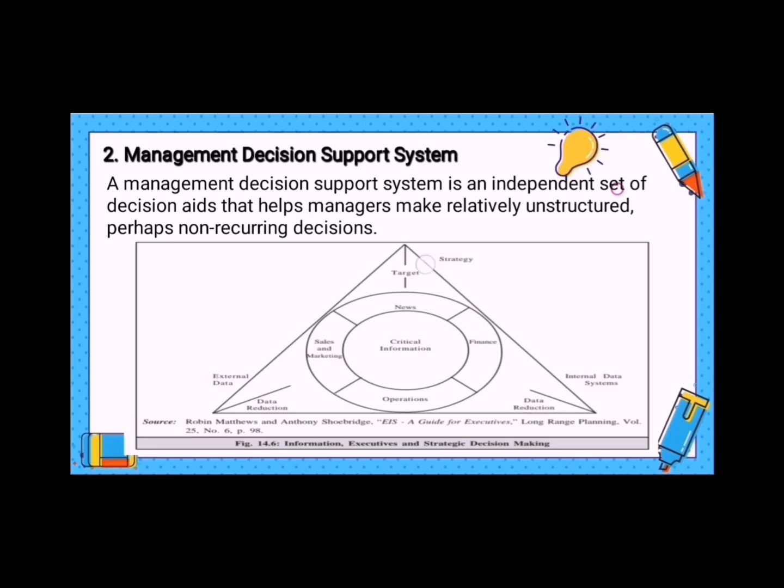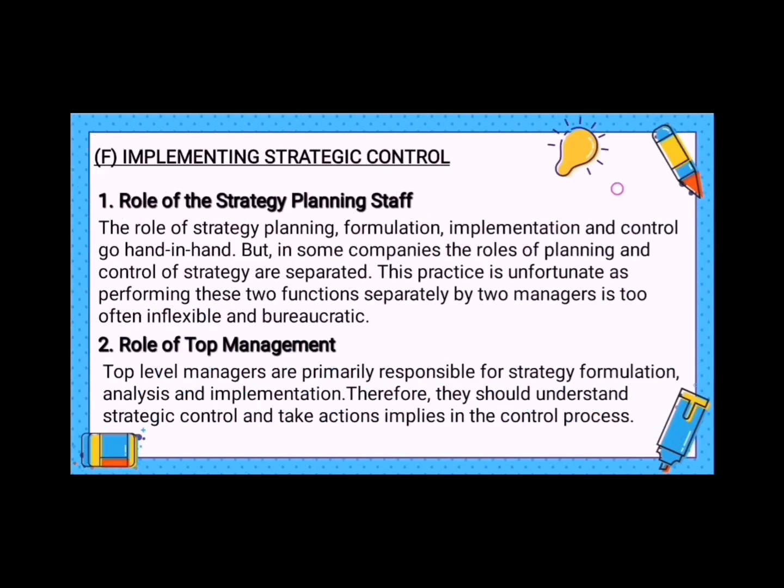So now, let's proceed to letter F. Implementing strategic control. Implementing strategic control is the primary responsibility of the strategist who formulated the strategy. However, it is the responsibility of all members of the organization. All employees participate in the strategy implementation. Therefore, all employees can contribute to the control of strategic implementation process.